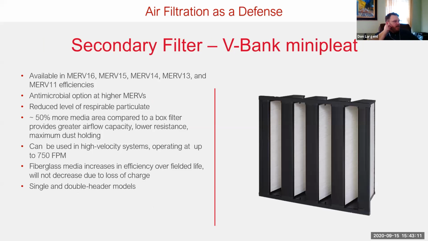Secondary filter, what we would recommend is the V-Bank Mini Pleat. These are available in your higher MERV ratings. Some of them are even offered with an antimicrobial component as well. But obviously the higher the MERV rating, the more reduction of the respirable particulate you're going to have. So not just viral, but also the air quality in general. Because of their configuration, the mini pleat V arrangement, you get a lot more media than you would with a box filter.